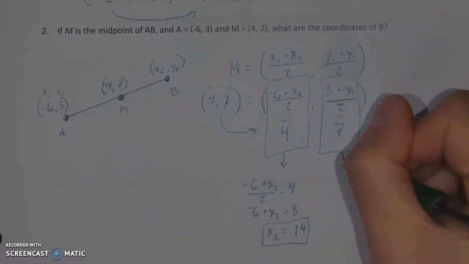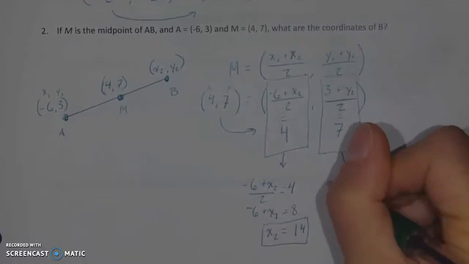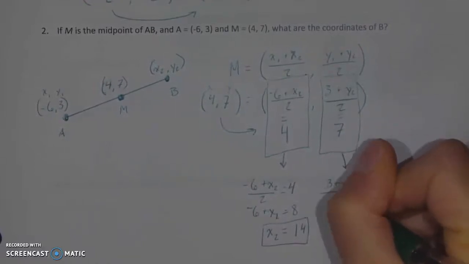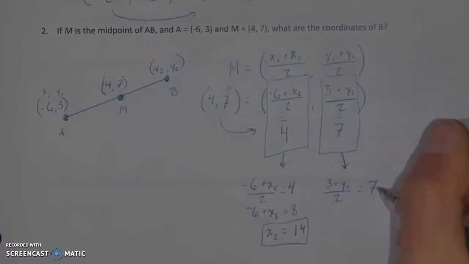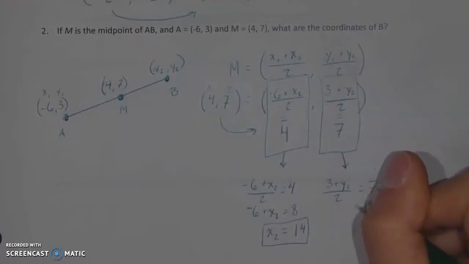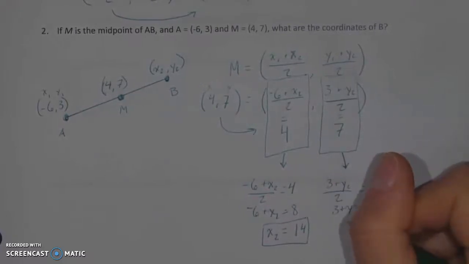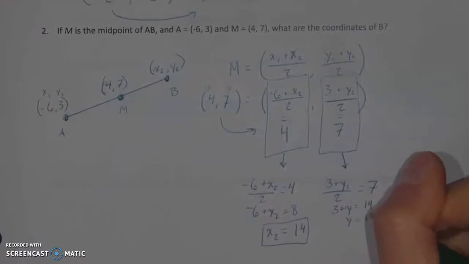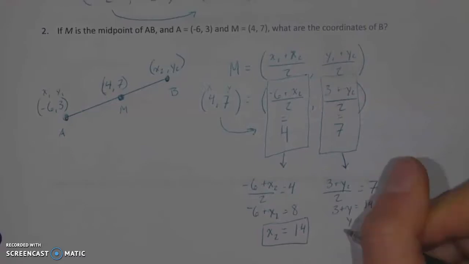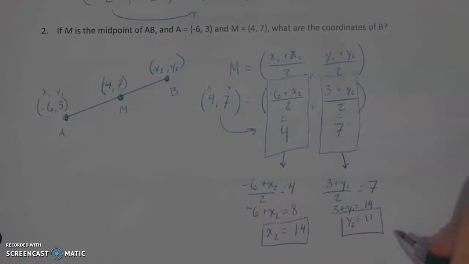And over here, I can do the same thing. I know that this is saying 3 plus y2 over 2 is equal to 7. If I multiply both sides by 2, that makes that 7 14. So I've got 3 plus y is equal to 14. Subtract 3 from both sides, and I end up with y is equal to 11, which means that I actually have my final answer right there. I was almost expecting another step. So I have my y2 is equal to 11, and that means that I have my second coordinate B. My second coordinate B is 14, 11.